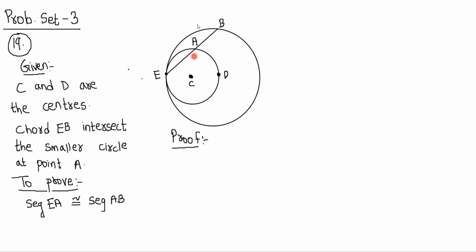So we are going to start with joining a few segments here. We are going to join ECD, a straight line passing through point C. At the same time, we are going to join AD. So let us start the proof from these two statements.